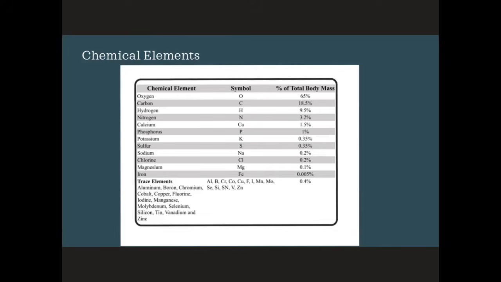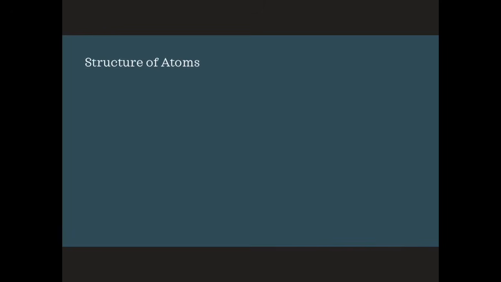The last 0.4% that is found in the body are trace elements. They are referred to as trace elements because there are very tiny amounts, and that 0.4% is actually made up of 14 different elements, such as things like iodine and zinc. And so because of that, there is a very, very little amount of each one of these, therefore they get the name trace elements.